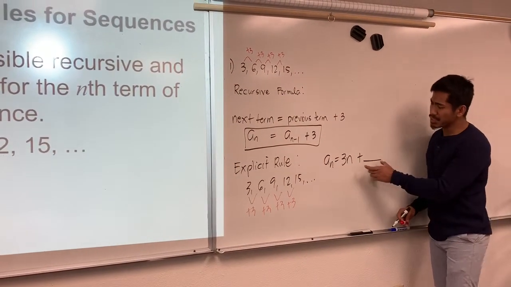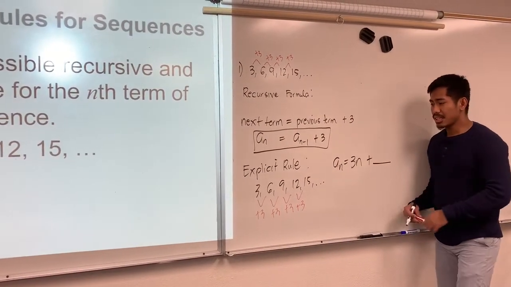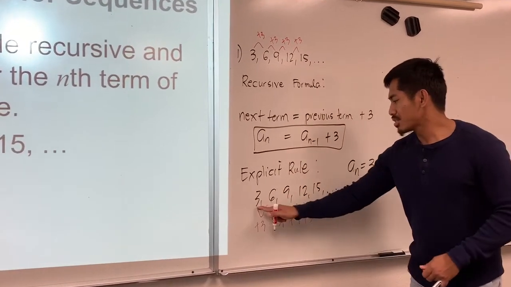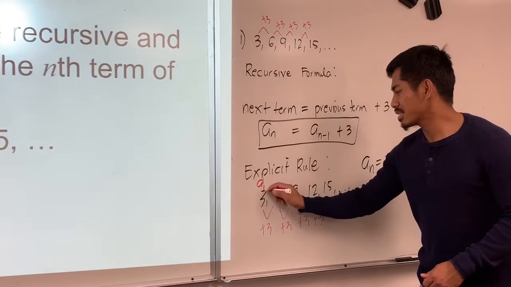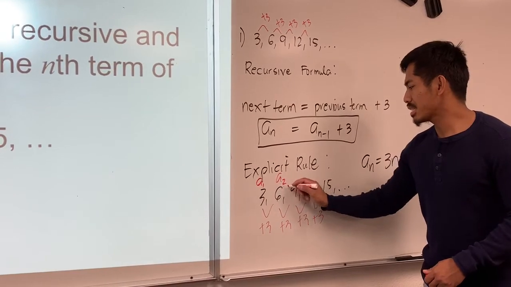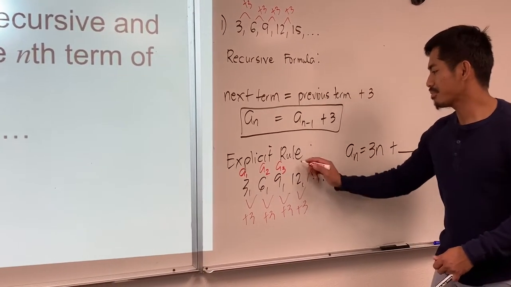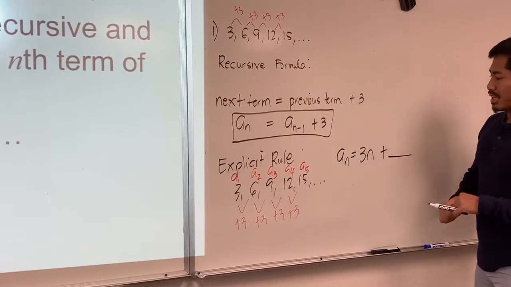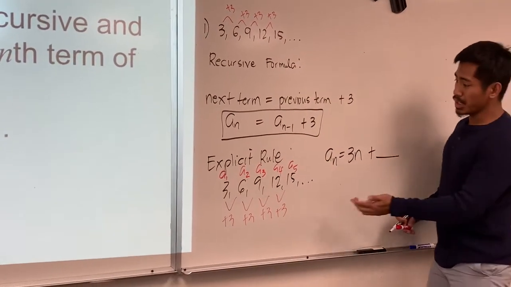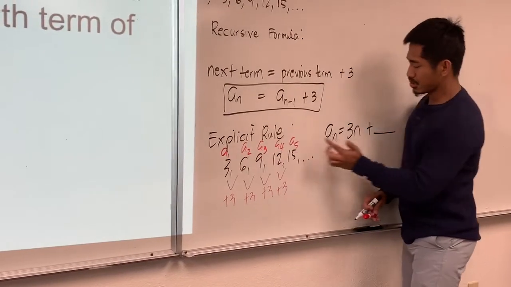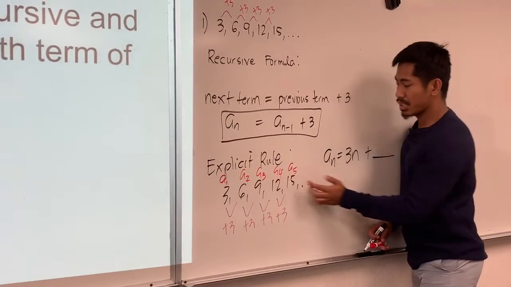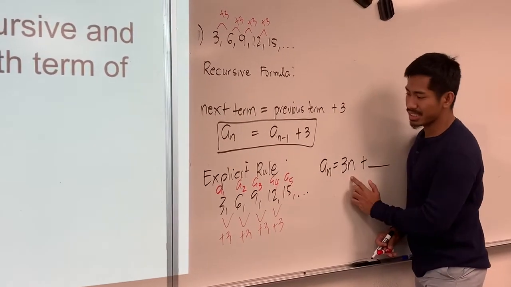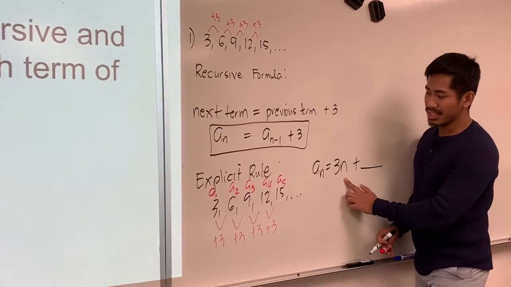Okay, so how are we going to know what number is missing? That's what we're going to do. Since a sub 1 is 3, a sub 2 is 6, a sub 3 is 9, a sub 4 is 12, and a sub 5 is 15, it should satisfy that condition that when you plug in 1 to n, the answer is 3. When you plug in 2 to n, the answer is 6. When you plug in 3 to n, the answer is 9, so on and so forth.